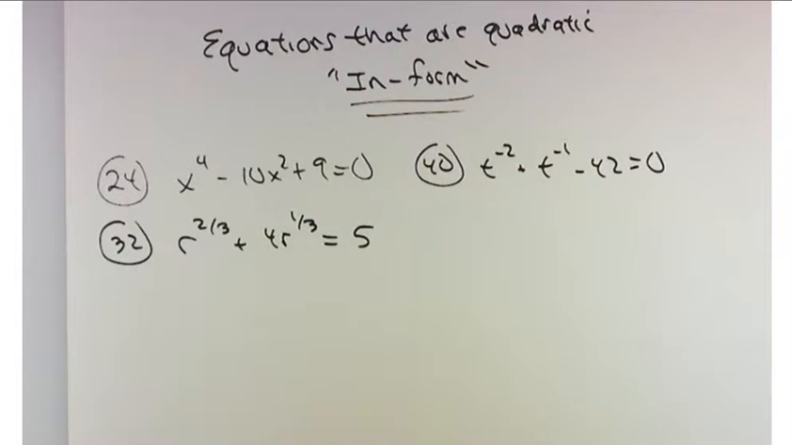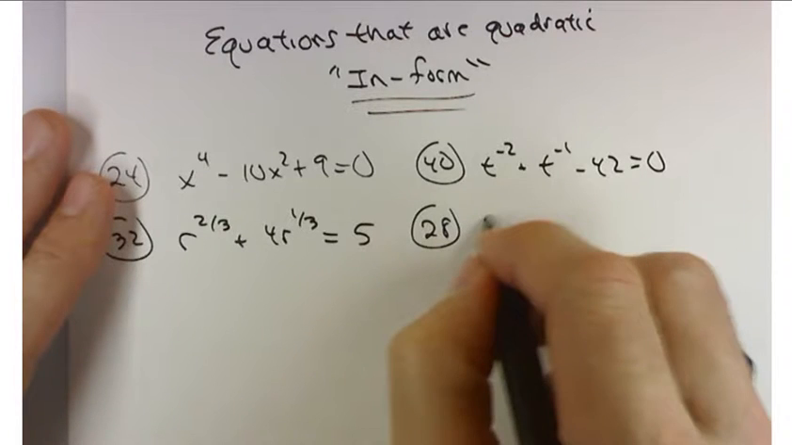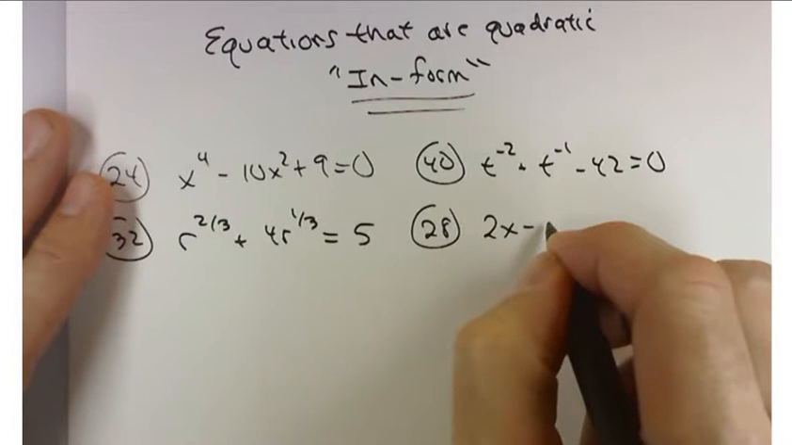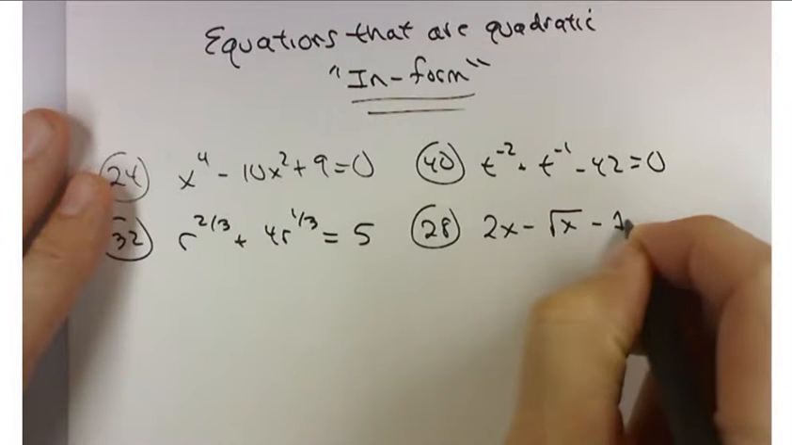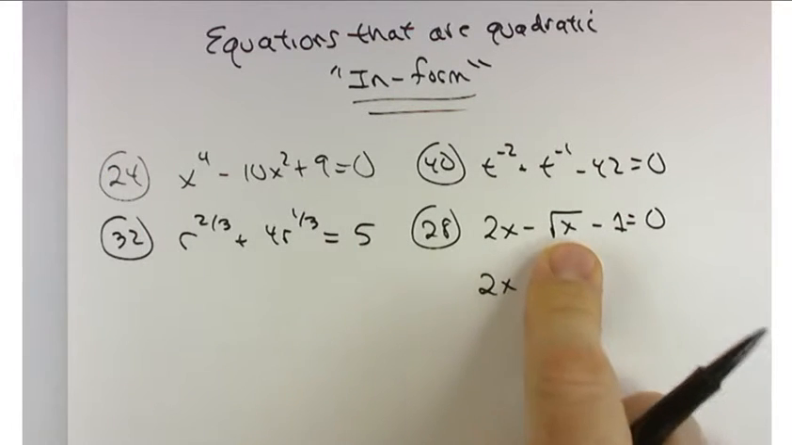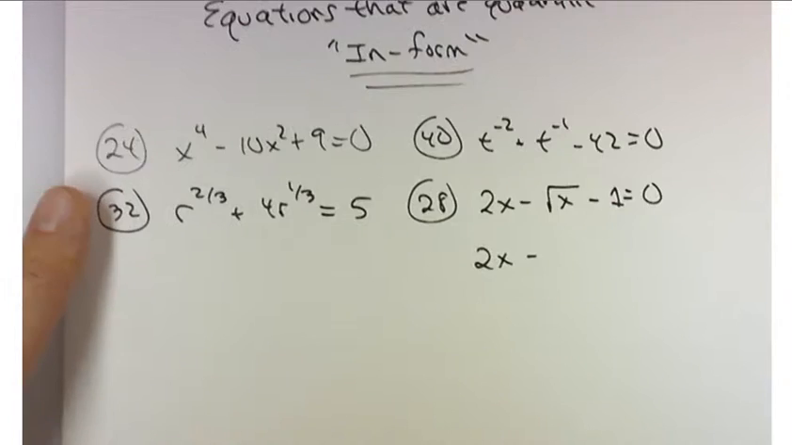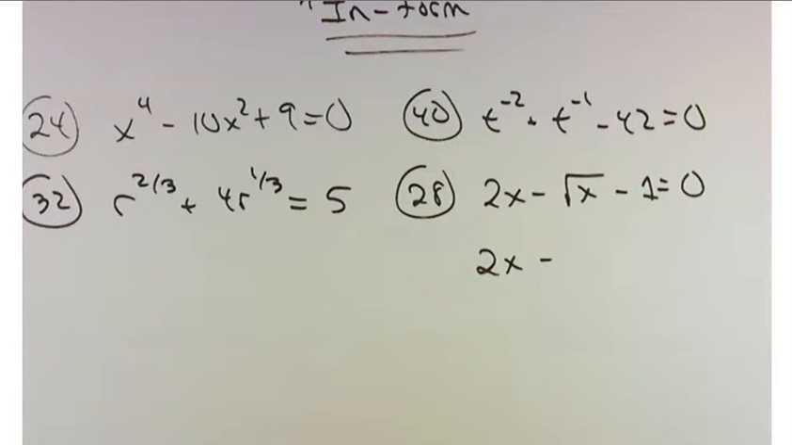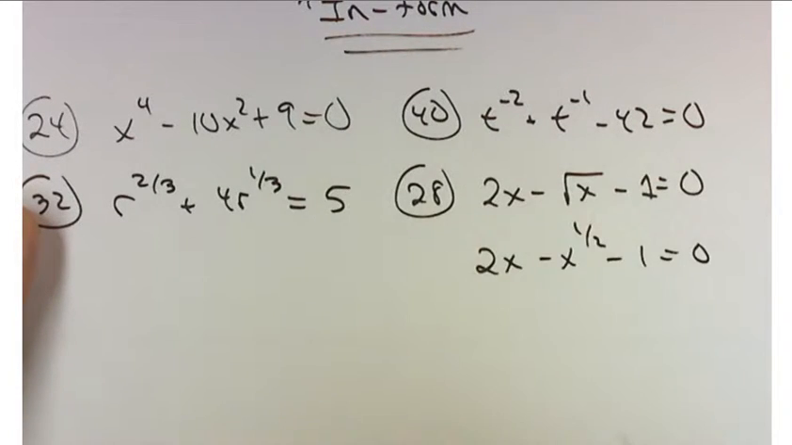And let's do one more. Problem number 28: 2x minus the square root of x minus 1 equals 0. And let me help you out a little bit on this one. How could I rewrite the square root of x using exponents? X to the 1/2. And let me help you out a little bit more. Let me put a 1 there as the exponent of the leading coefficient.